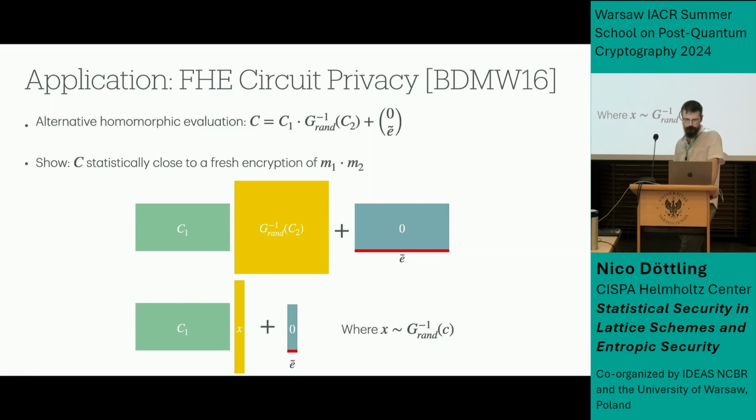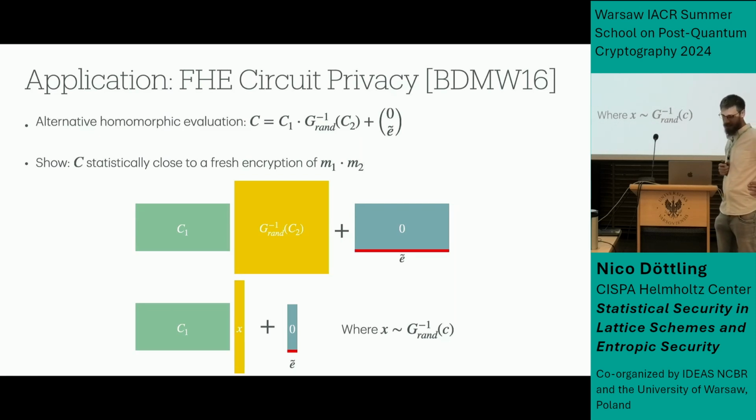Good. And then let's look again at the GSW scheme. So Bourse et al. defined an alternative homomorphic evaluation function. Recall that the original GSW scheme just used C1 times G inverse of C2 to perform a multiplication. Here we're using this randomized G inverse with parameter sigma, and we're adding a small additional error.